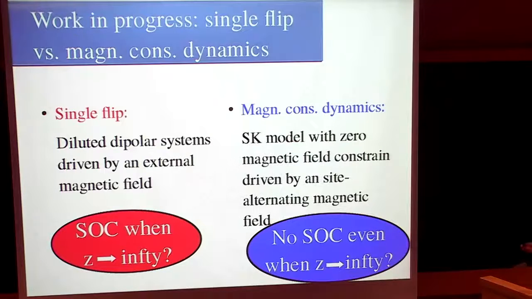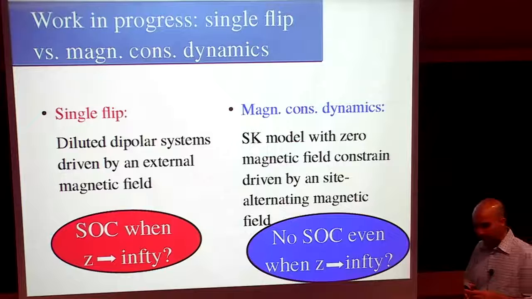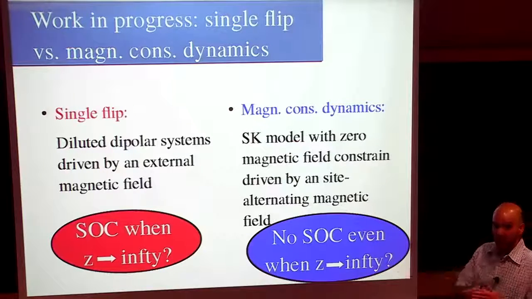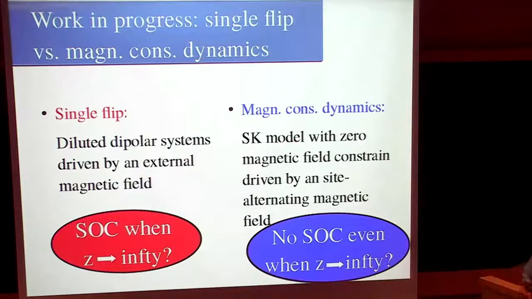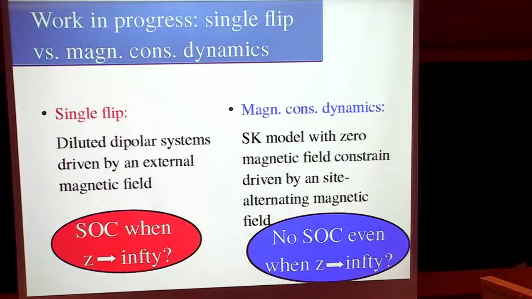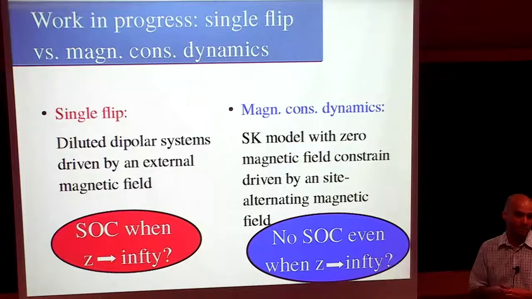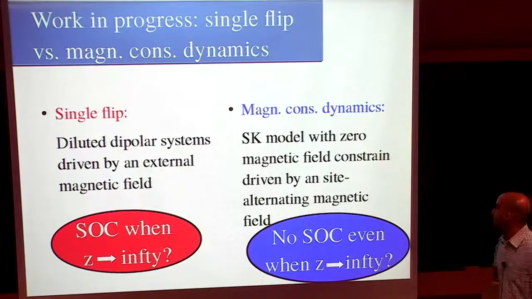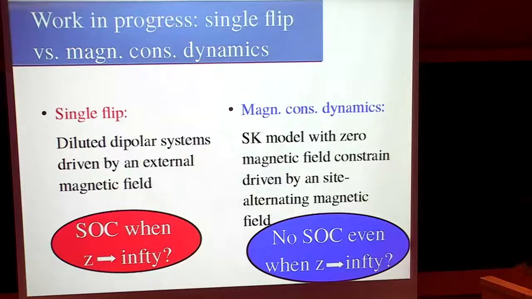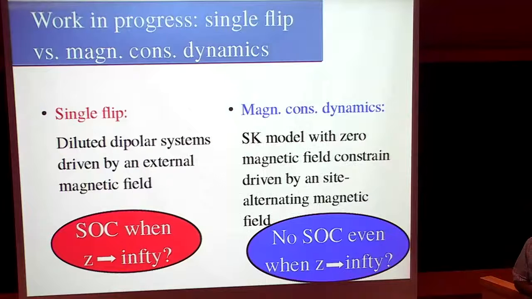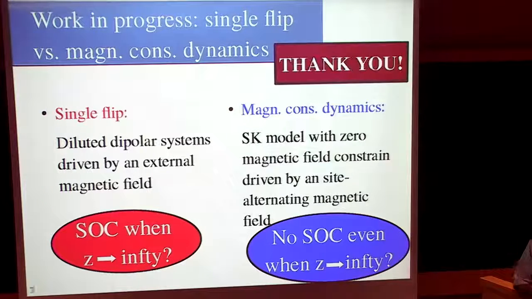Then we can look at magnetization-conserving dynamics in the SK model, where we know there is self-organized criticality, and apply an alternating field and see if we find self-organized criticality or scale-free behavior there. By doing so, we think we will be able to answer the question of whether the dynamics play a role or not. This is still in progress, and I hope to have concrete results soon. But I will be very happy to get any input about this work in progress. Okay, that's all. Thank you.